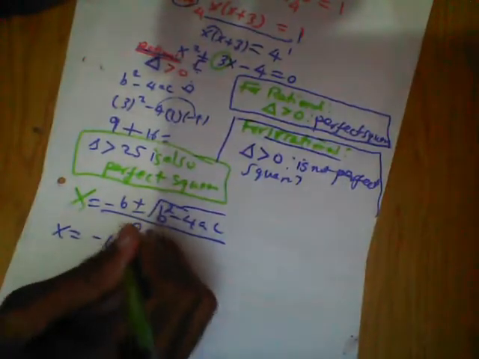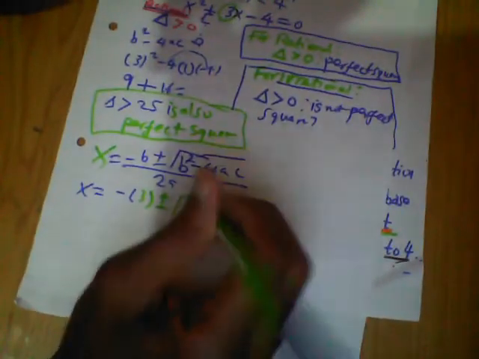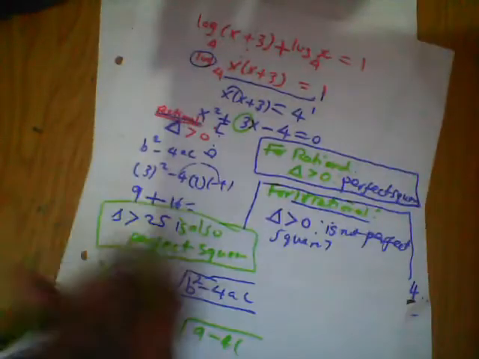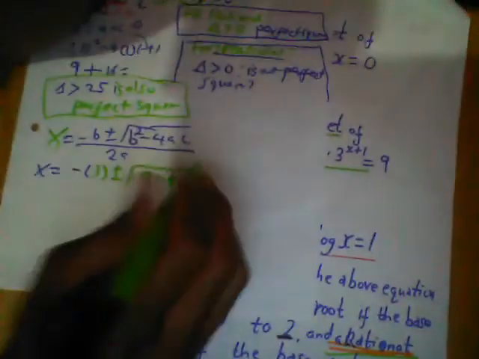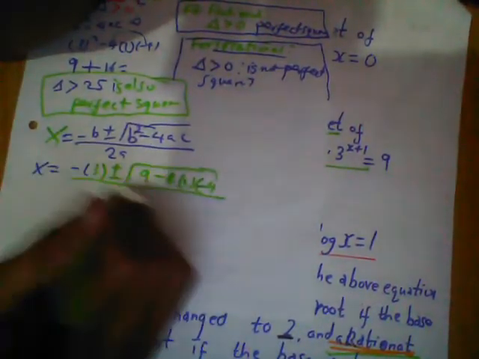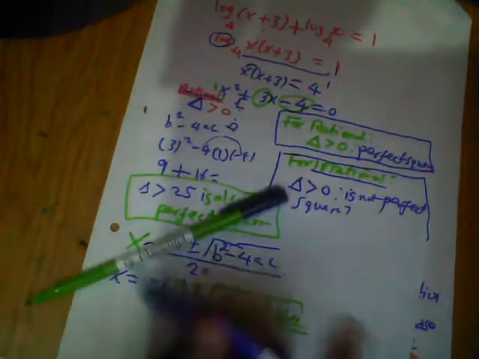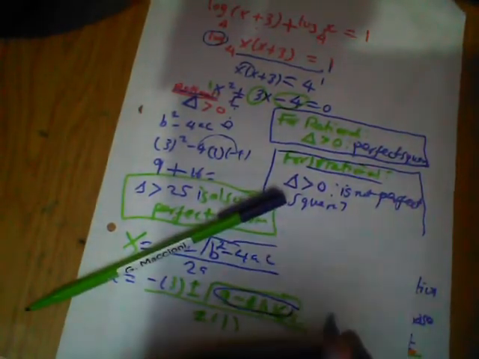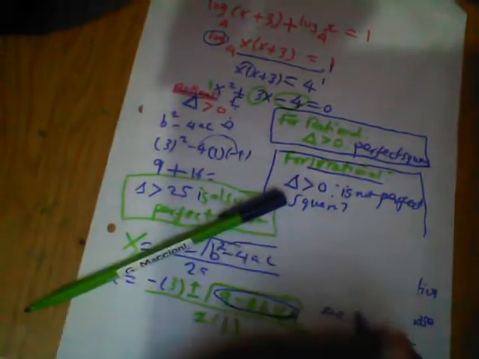So 3 plus or minus the square root of 3 squared, 9, minus 4 times a. What is my a? a equals 1, times c. What is my c? c equals negative 4. So negative 4, over 2 times a. a equals 1. But this is the discriminant, so I don't even know why I have to do all this again. Okay. So the discriminant equals 25.